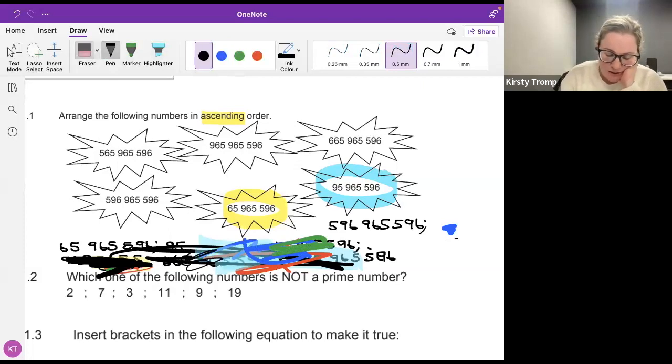Anyone who picked up a cheat way of how to do it along the way? Anybody? Okay, I'm seeing a hand up.